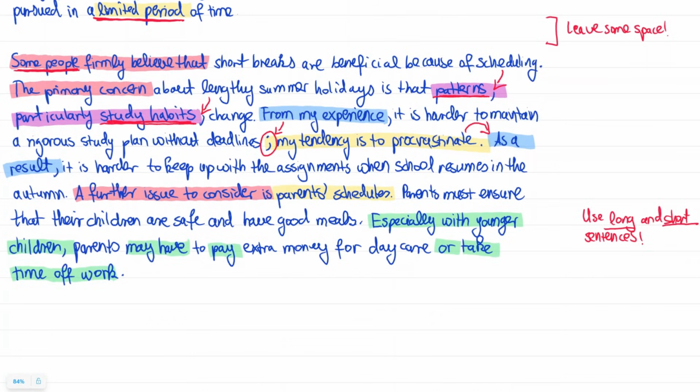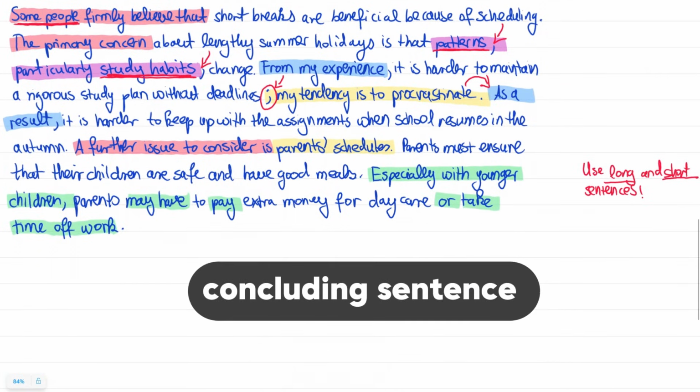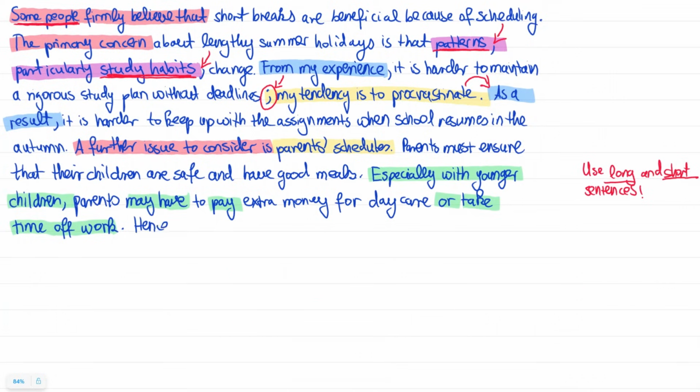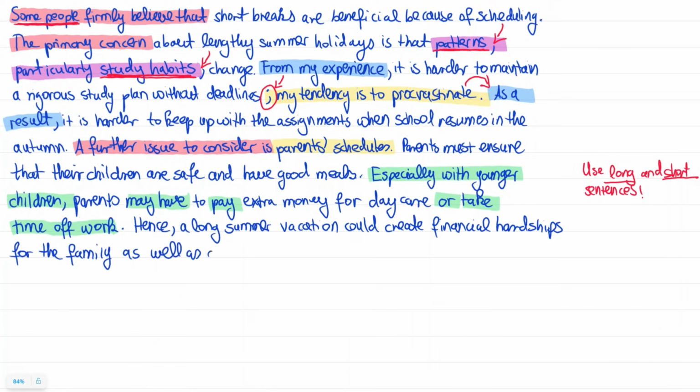We can move on. We've actually said enough reasons why short breaks are better than long breaks. So we're now going to end the paragraph with a concluding sentence that summarizes the main ideas of that paragraph. Hence, a long summer vacation could create financial hardships for the family, as well as disrupt the child's study routine.